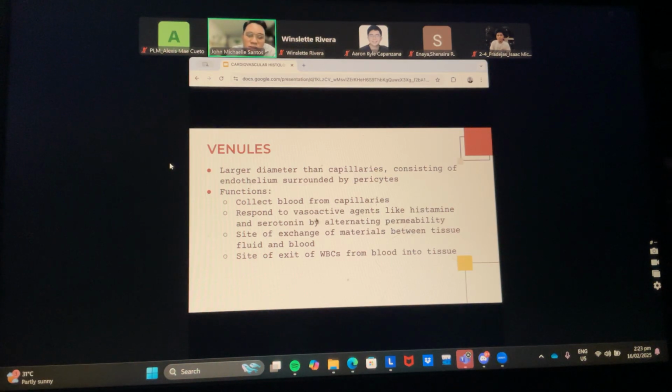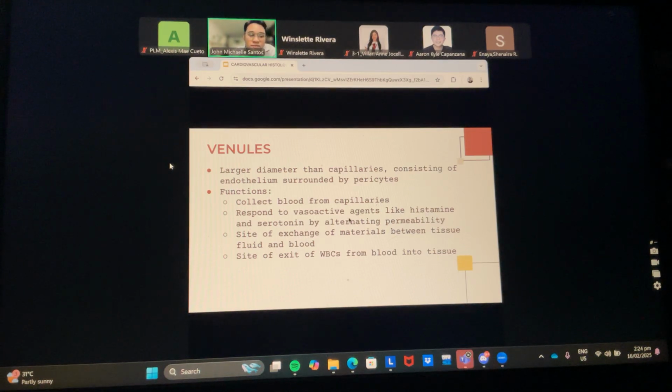So they respond to vasoactive agents like histamine and serotonin by altering permeability. Your histamine is for vasodilation. That is why you take an antihistamine when you have an allergy, so that you don't swell. And your serotonin is for vasoconstriction. This is the first thing produced when you have a wound, to close your wounds.